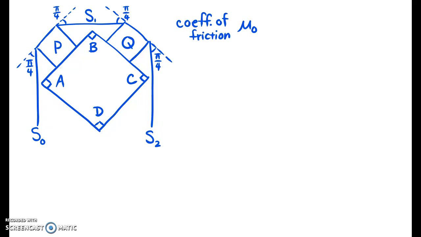And on A, B, C, D, we have two massless objects, namely P and Q. And P and Q are always touching the square prism A, B, C, D. In between P and Q, we have a string S1, and to the left of P, we have S0. To the right of Q, we have S2. And these three strings are all massless strings, and they're also inextensible, which is to say that their length never changes, so they can't be stretched or compressed.